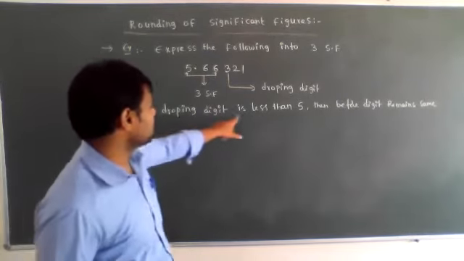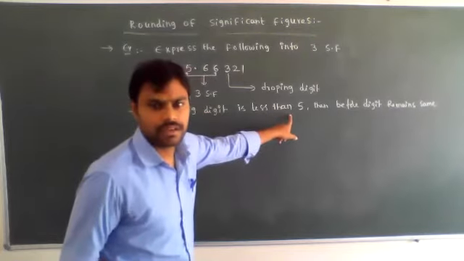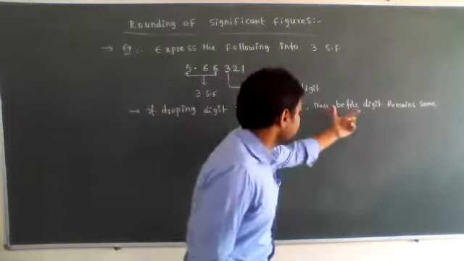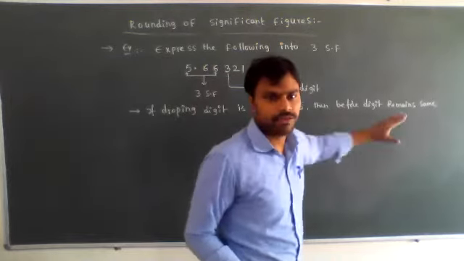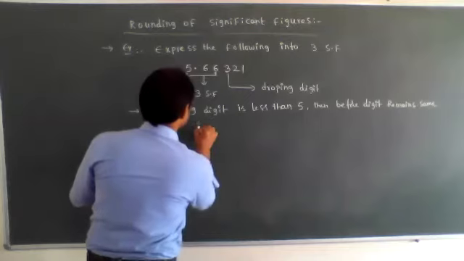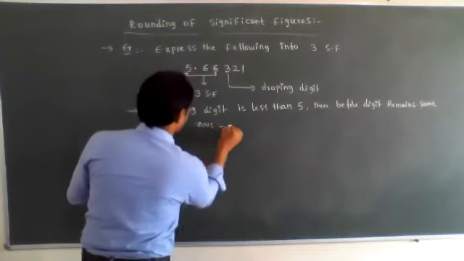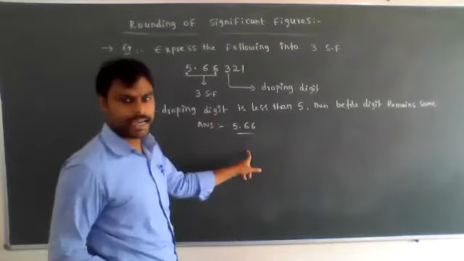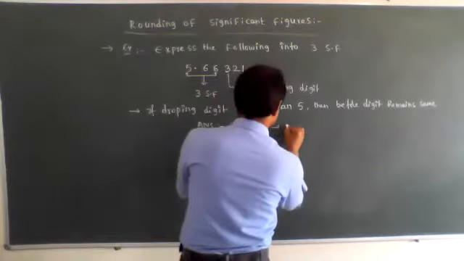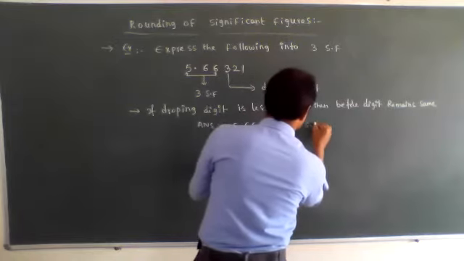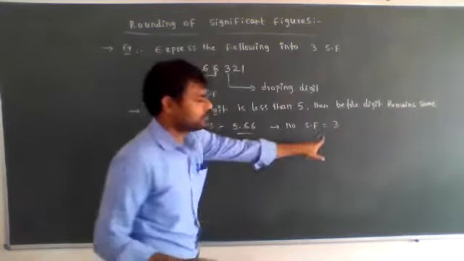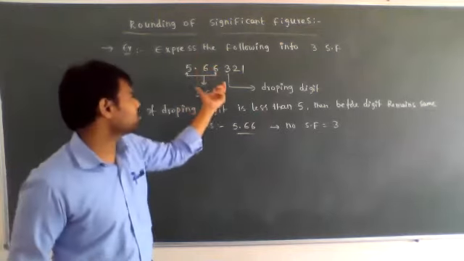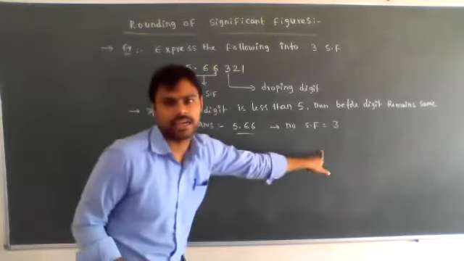If the dropping digit is less than 5, then the before digit remains the same. Before digit remains same means the answer is 5.66 only. So it has how many significant figures? Number of significant figures 3 only, because in the question we are asked to round off this value into 3 significant figures.